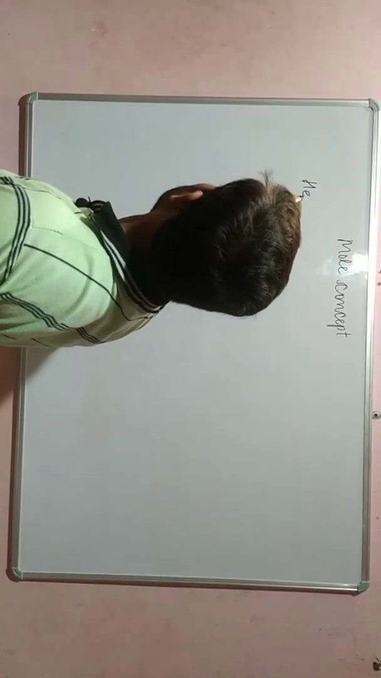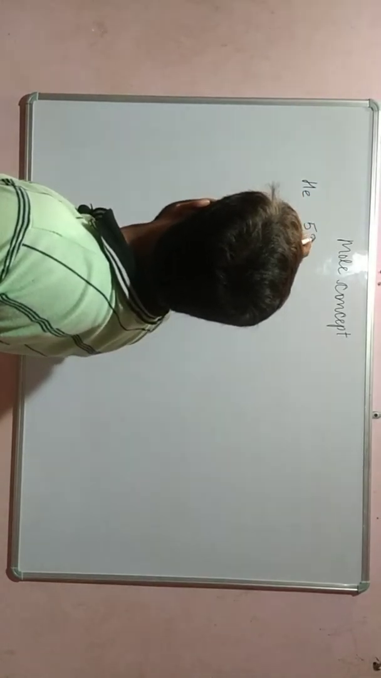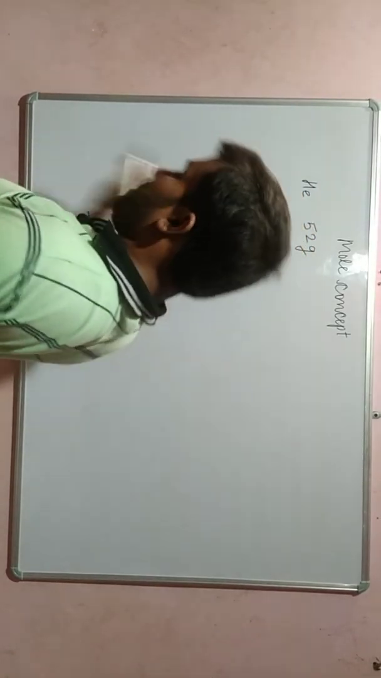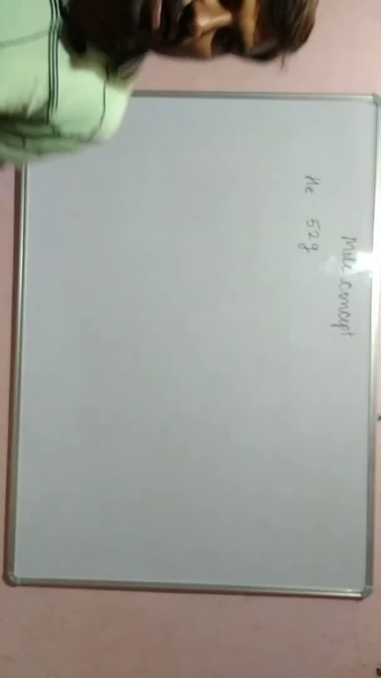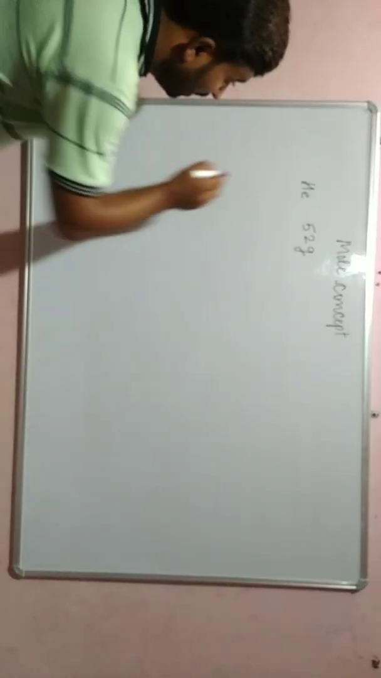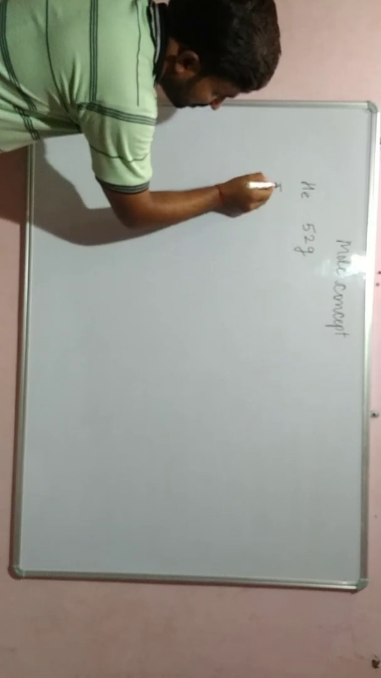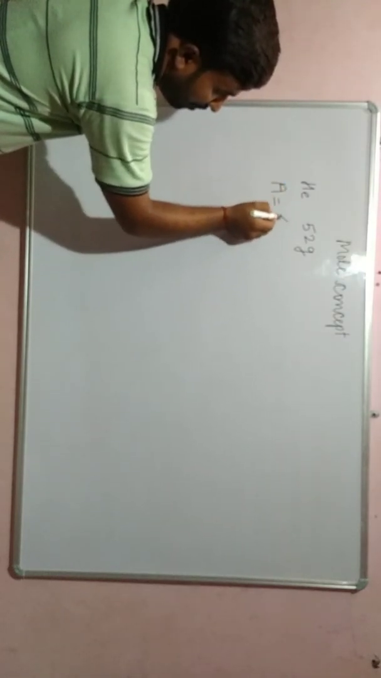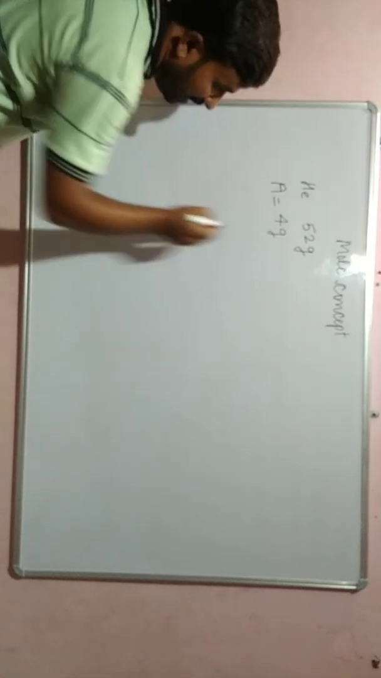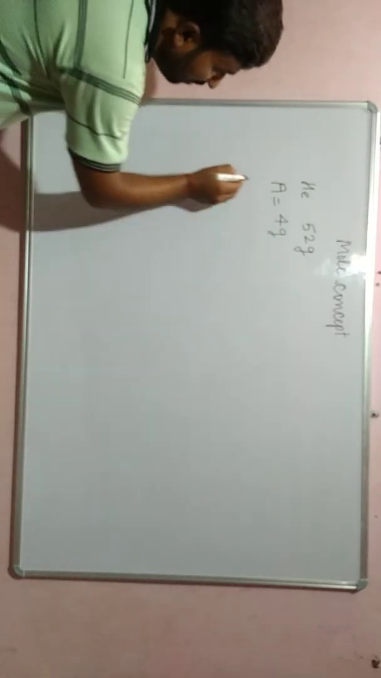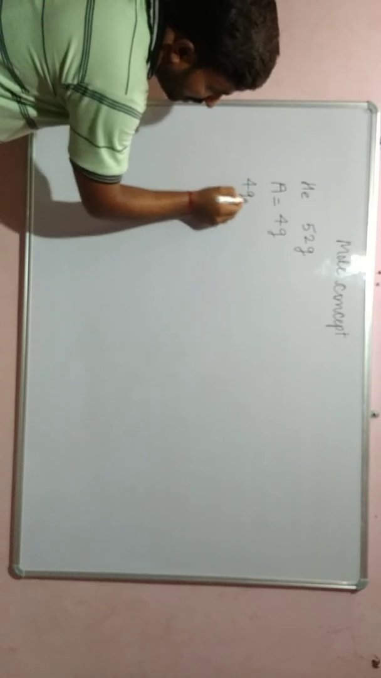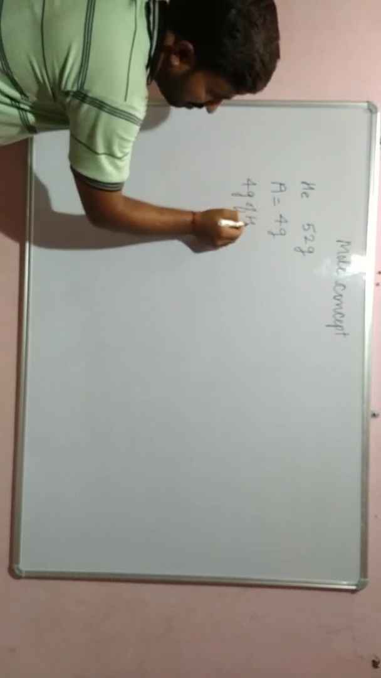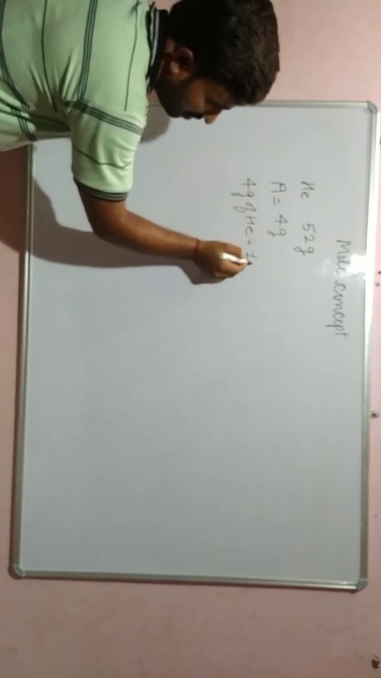Helium. The symbol of helium is He and the given mass is 52 gram. We just find the molecular mass of helium. Molecular mass is denoted by A, and helium has mass 4 gram. It means 4 gram of helium is equal to 1 mole.